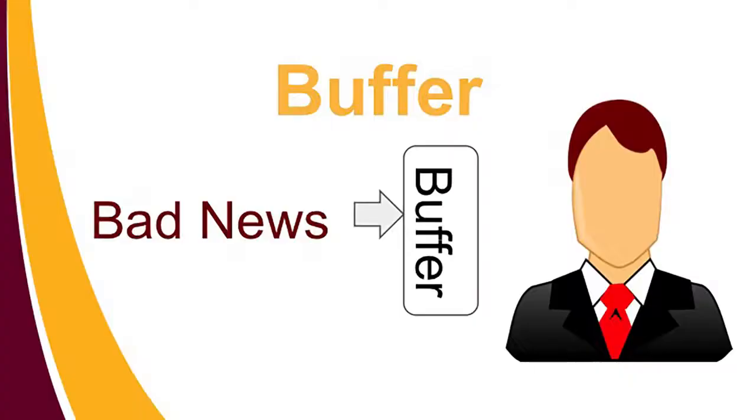One effective technique is to use a buffer. A buffer is information that puts off the bad news for just long enough to gain your audience's trust or to give them some context for the bad news.